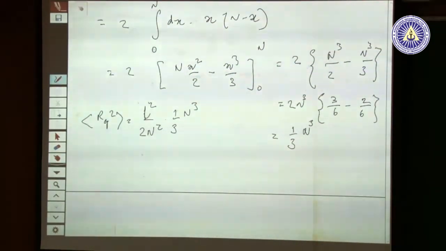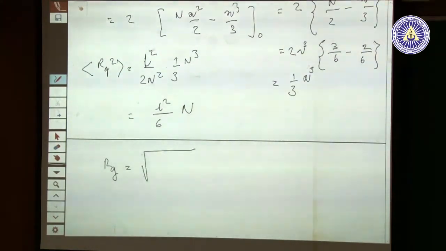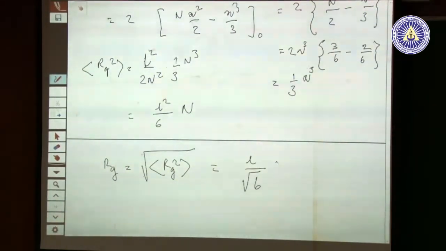So we have now got Rg squared is L squared over 6 times n, and if I define Rg as the square root of this Rg squared, you see it is L over root 6 times square root of n.